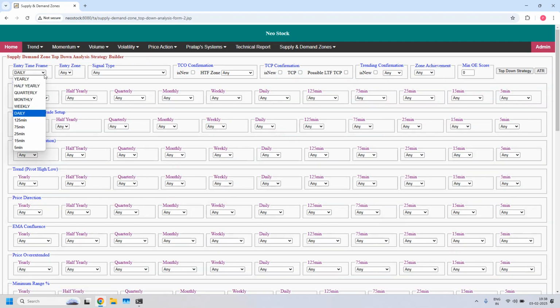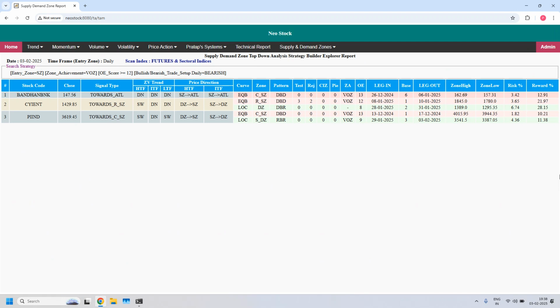Next, bearish trade setup for monthly income trade. Entry time frame is daily. Entry zone is supply zone. In bullish or bearish trade setup at daily time frame, I am setting bearish. And zone achievement should be violated opposing zone. Minimum odd enhancer score should be 12. Both filters are applied to daily supply zone. Now we got 3 stocks.